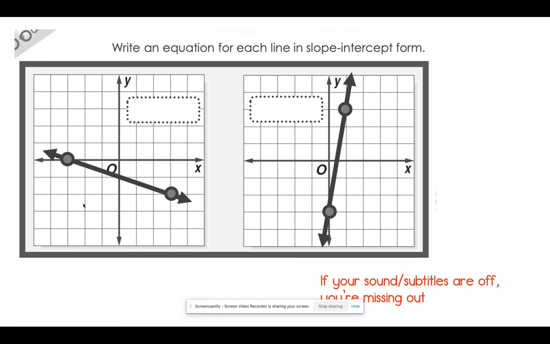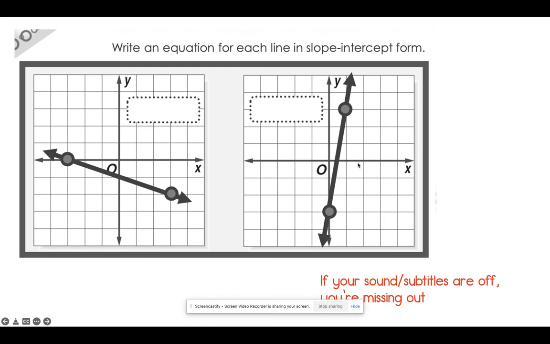So we'd have y equals negative 1/3 x. And then we need to figure out our y-intercept. That's going to be negative 1, because we go down 1 to get to our y-intercept here. So negative 1/3 x minus 1.